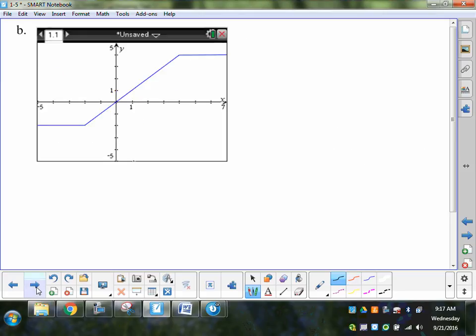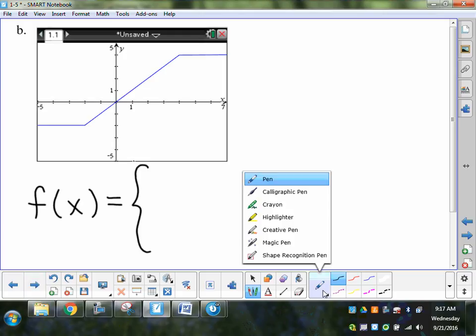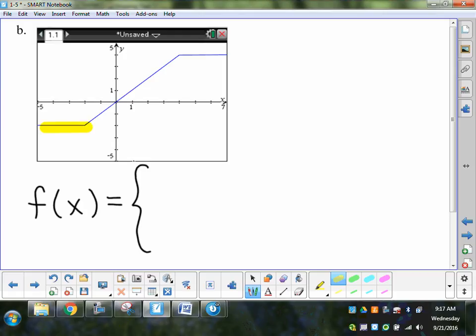How many pieces are there in B? Hands up if you can get that. How many pieces would we have in B? 3. Who can tell me when I'd be graphing, and I like to go from left to right, when would I be graphing the yellow piece? Hands up, please, if you can answer that. When am I graphing the yellow piece, or what is the domain of the yellow portion of this line? Emily, what do you think?